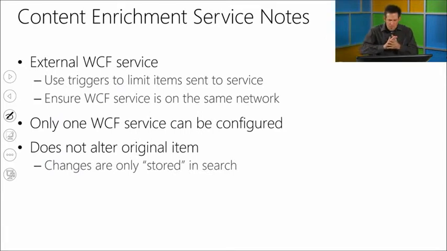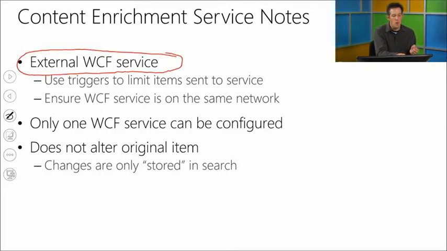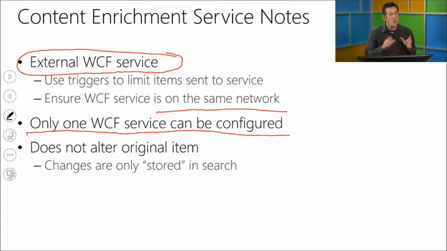Yeah. Now, with our content enrichment service, a couple of real quick things that you want to notice. Again, it is an external WCF service. So as a result, we're going to want to make sure that that's on the same network. You'll also notice that we can only have one of those configured. So I need to make sure that I build in the logic to do whatever it is that needs to be done to make all of this work. The last big note that I want to highlight about this is the fact that it does not alter the original item.